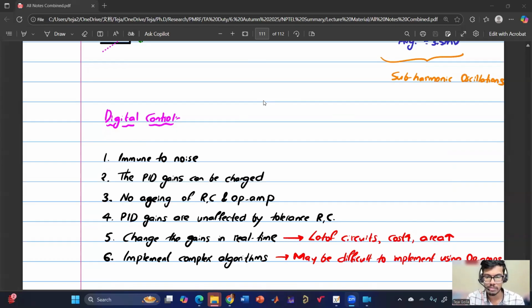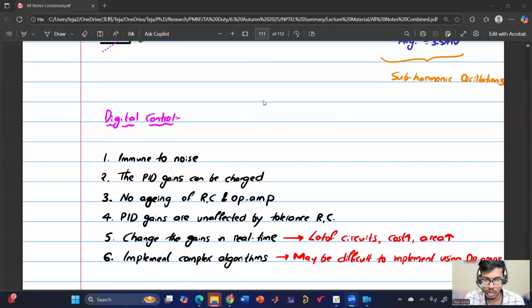And also there is no aging, because it's a digital control. It's everything inside the IC, unlike physical resistance and capacitance. Also, the tolerance of R and C will not affect the PID gains. Once you fix it, they are fixed. And also we can change the gains in real time, and we can make it more smart, so that it can change the values depending upon the situation.